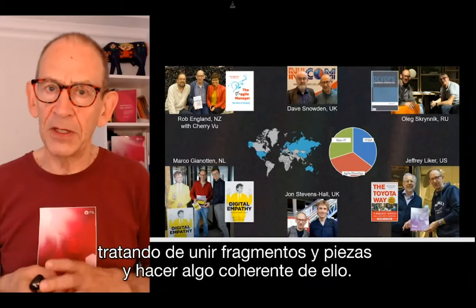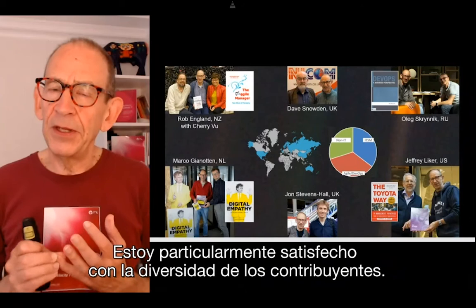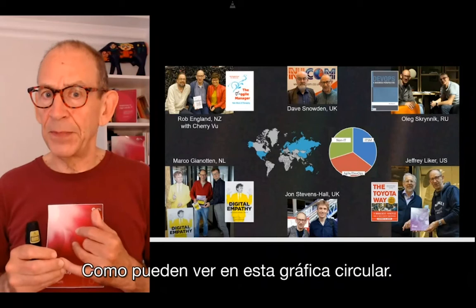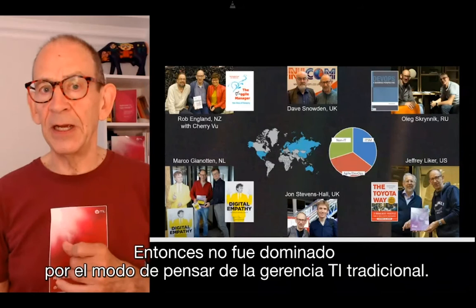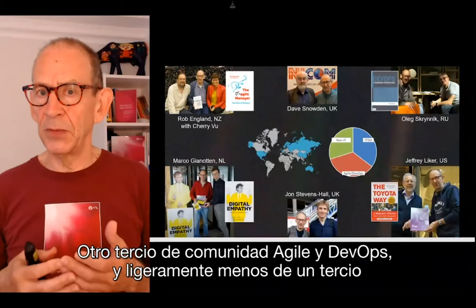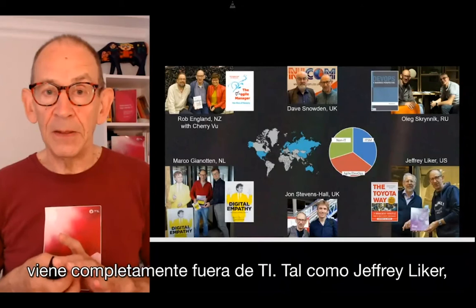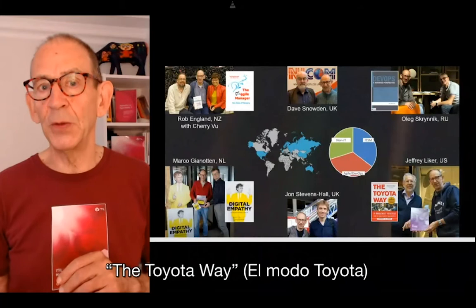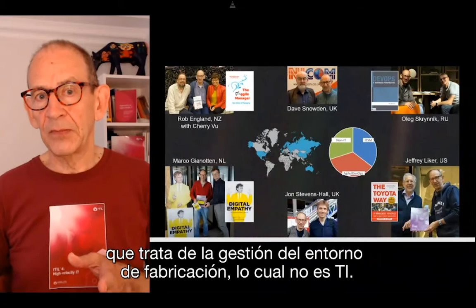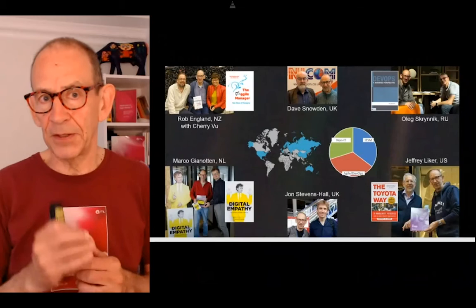Now I was particularly pleased with the diversity of the contributors. As you can see from this pie chart here, slightly more than a third came from the IT service management domain, so it wasn't dominated by traditional IT service management thinking. About a third from the Agile and DevOps communities, and slightly less than a third from outside IT completely, such as Jeff Liker here, bottom right on the screen, who wrote the bestseller, almost sold a million copies, The Toyota Way, which is about management in a manufacturing environment, which is not about IT, but it does contain lessons which are relevant to us. So there's an example of somebody who's from the non-IT area.